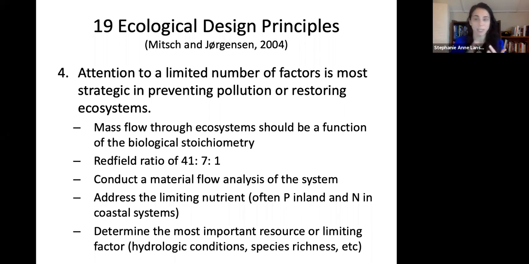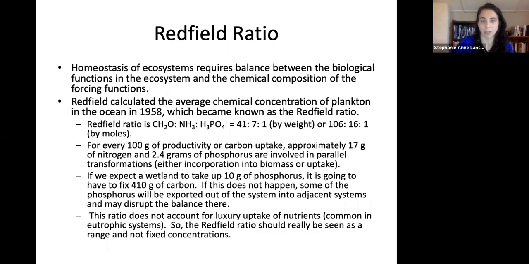Is it hydrology? Is it sunlight? Is it rain? Is it that the species aren't there? Is it that there's just one dominant species? We don't have enough diversity or resiliency. So you need to, again, pay attention to these limiting factors.